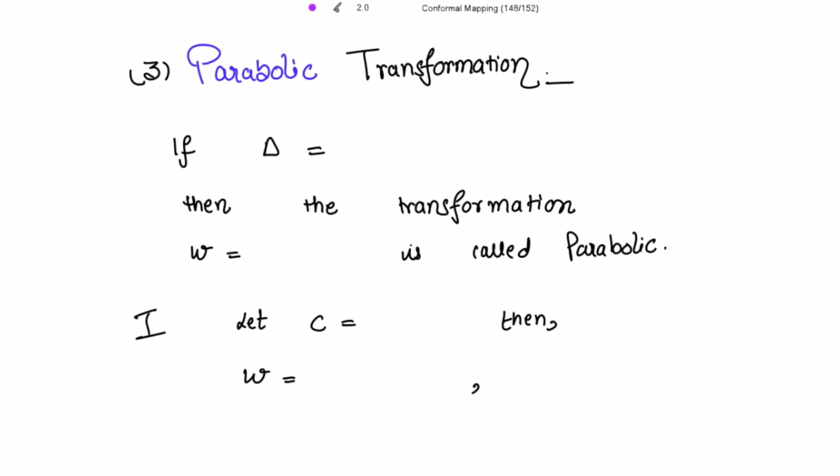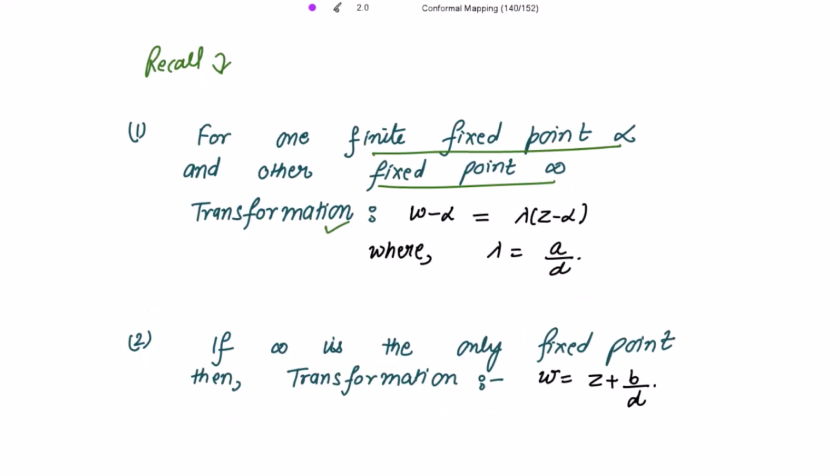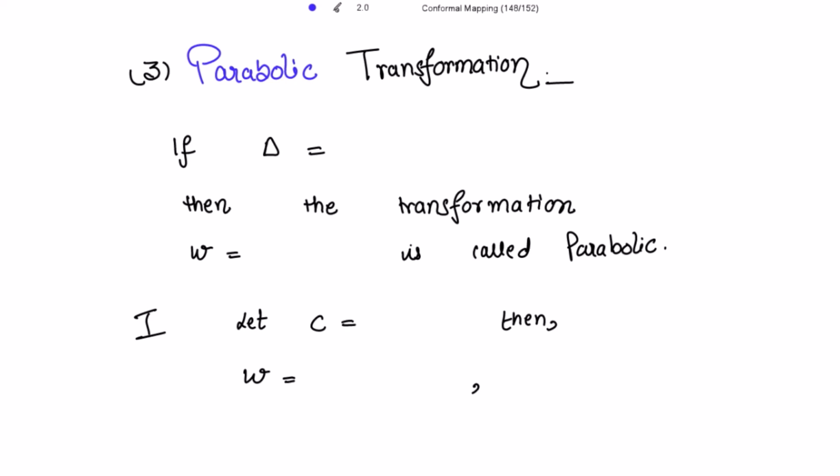Now the last one is parabolic transformation. In case of parabolic transformation, we have the fixed point at infinity. Let's recall again: the parabolic transformation is when infinity is the only fixed point. So we are going to use this kind of transformation, that is w is equal to z plus b over d. And in that case, here discriminant is 0. So the transformation is w equal to z plus b over d. This is called parabolic transformation.